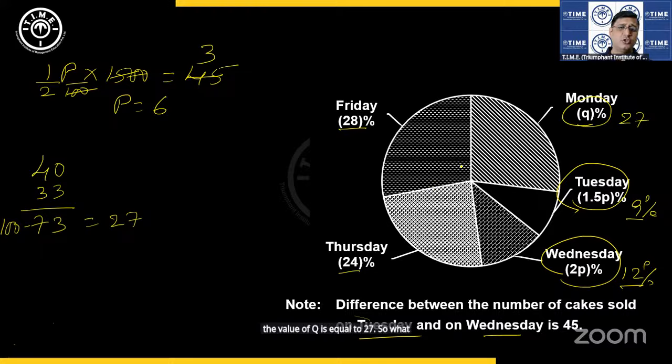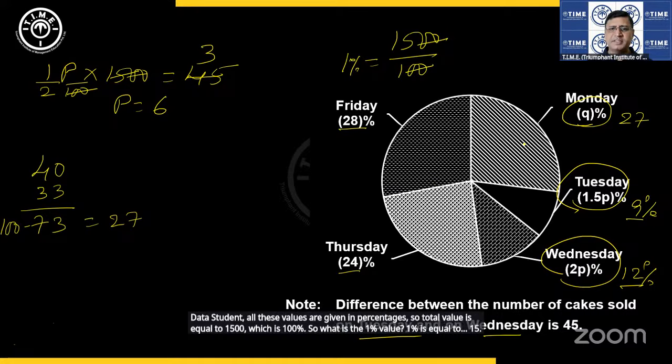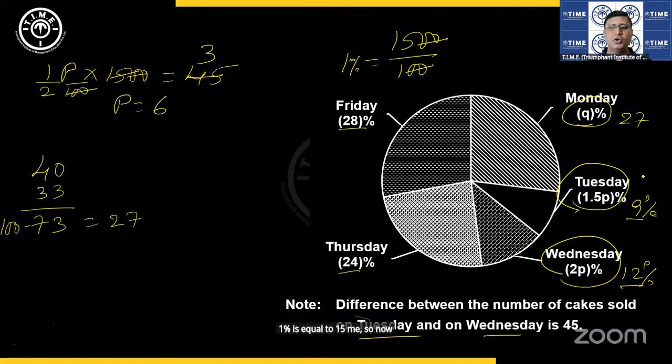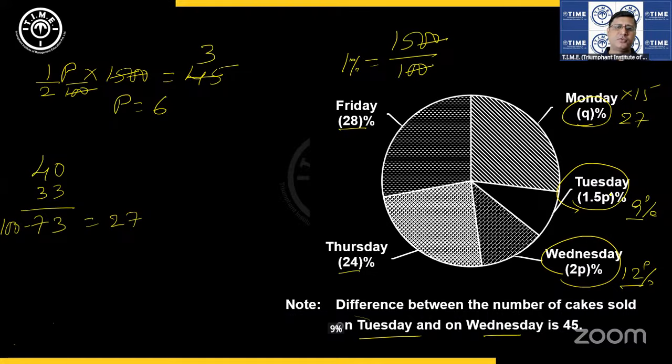So what is the Monday value? 27%. Dear students, all these values are given in percentages. So the total value is equal to 1500, which is 100%. So what is the 1% value? 1% is equal to 15. Now 27% means 27 into 15. 20 into 15 is 300. 7 times 15 is 105. The value is 405.